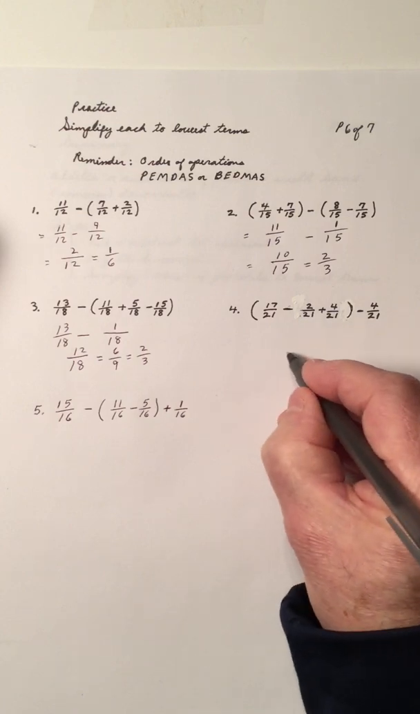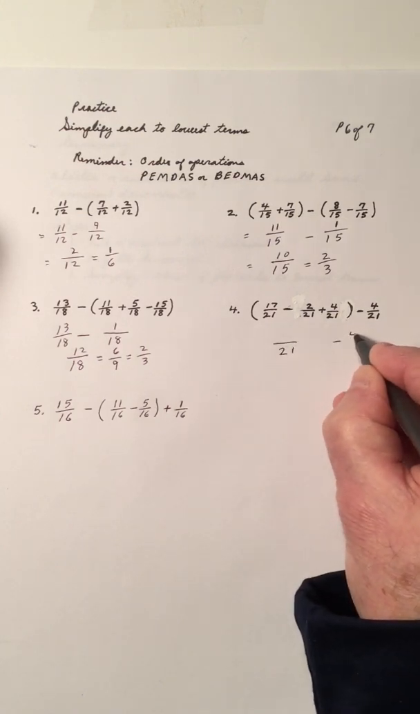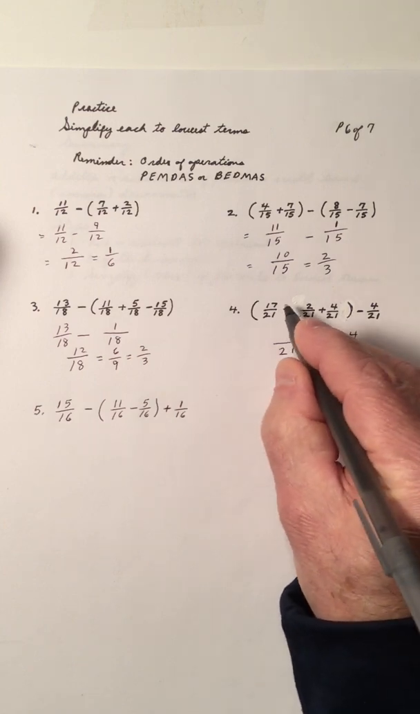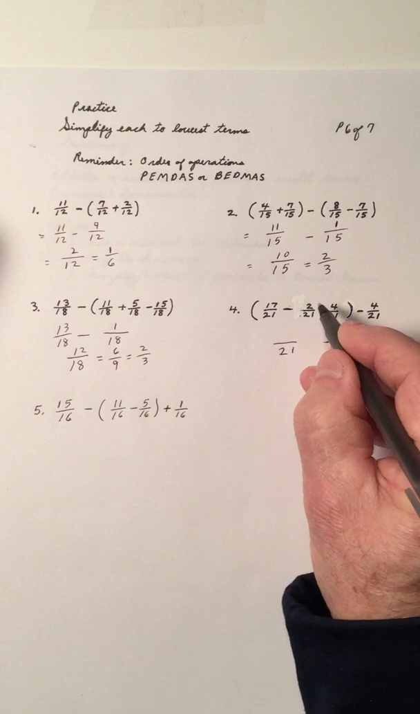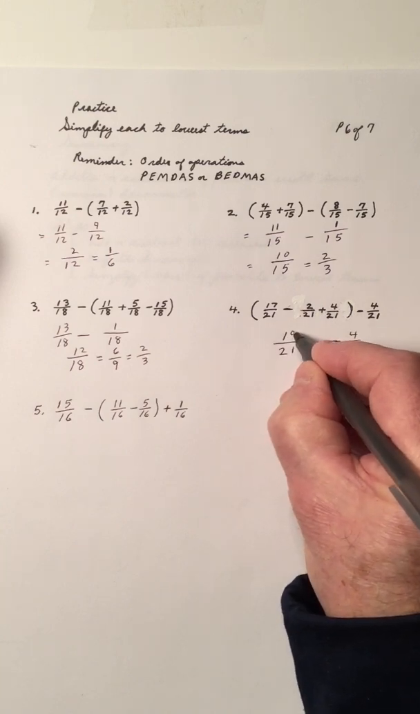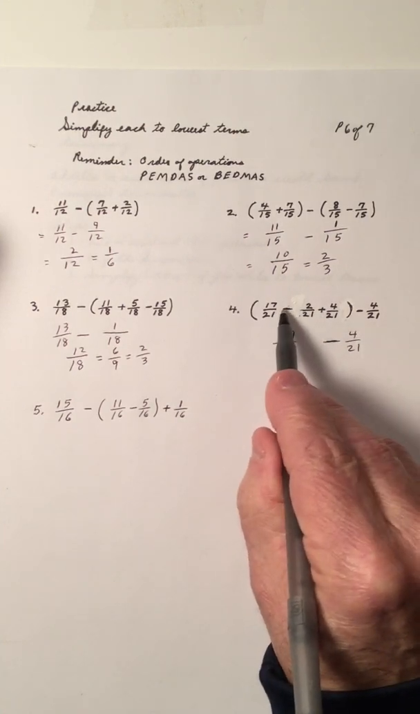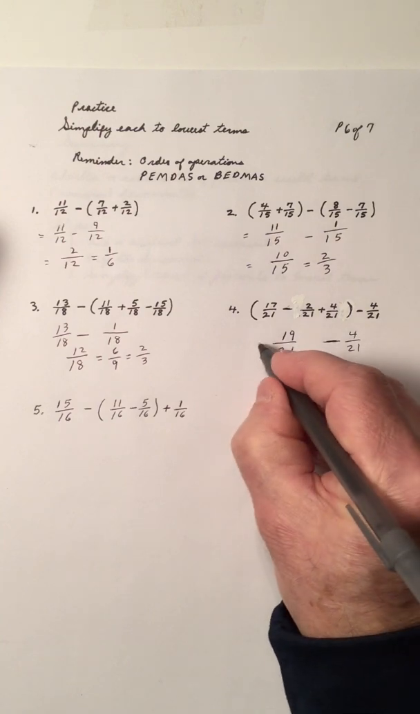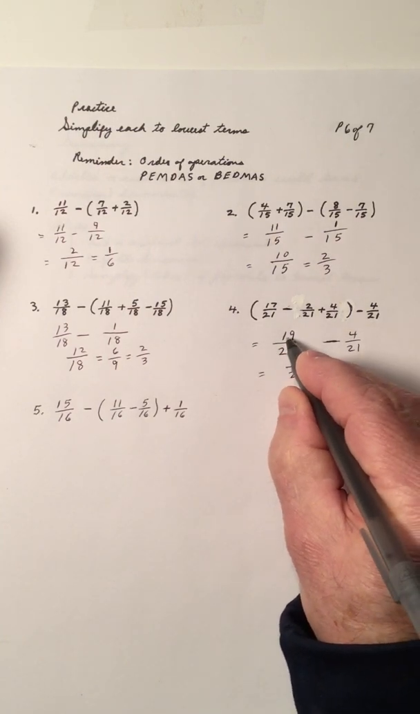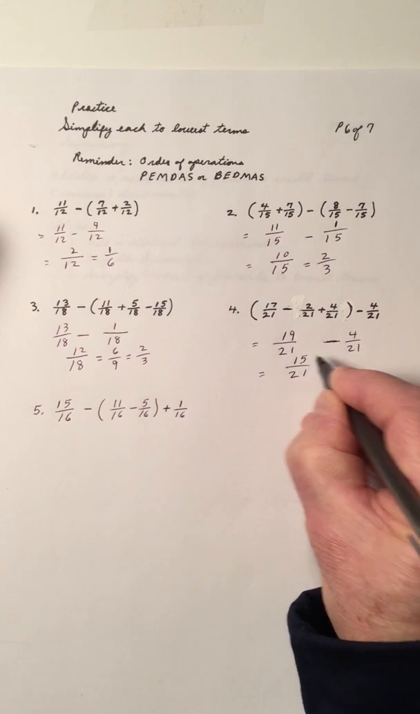Number 4, we do the inside of the bracket. 21 is my common denominator. So I'm doing the inside of the bracket first. 17 subtract 2 is 15. 15 plus 4 is 19. So again, I can do these in my head without writing them all down, saves time. And we have a common denominator of 21. So 19 subtract 4 is 15.